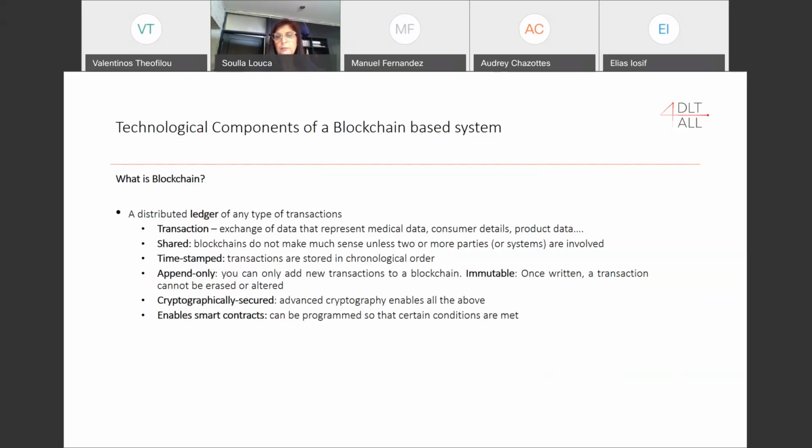Smart contracts, we can look at them again as programmable contracts, code, that become active, effective, when the conditions for which they were programmed are met.